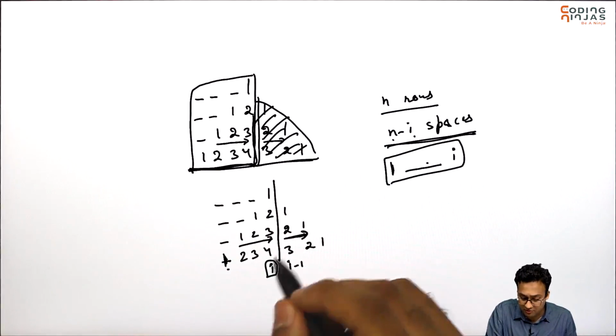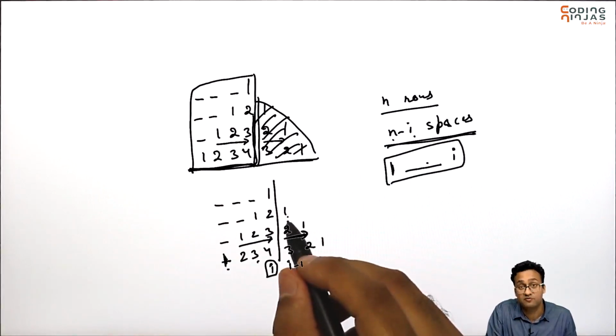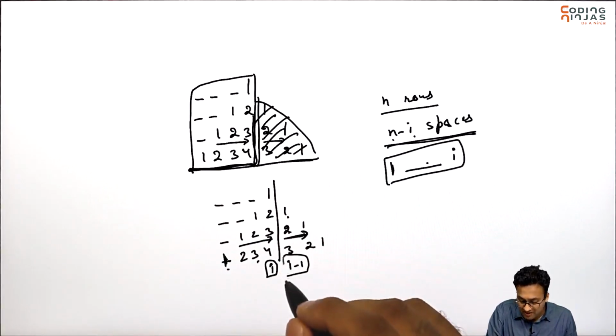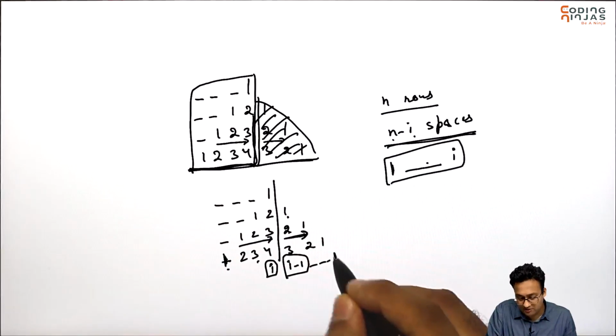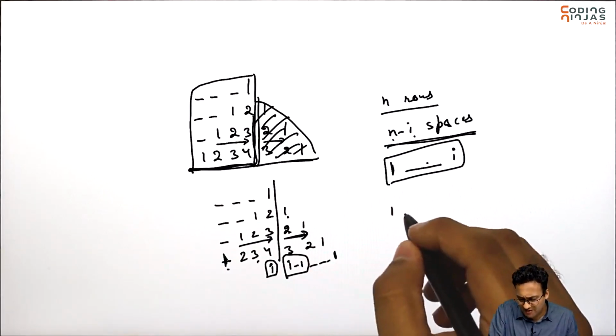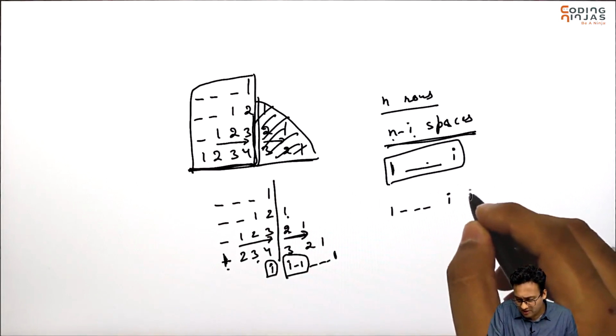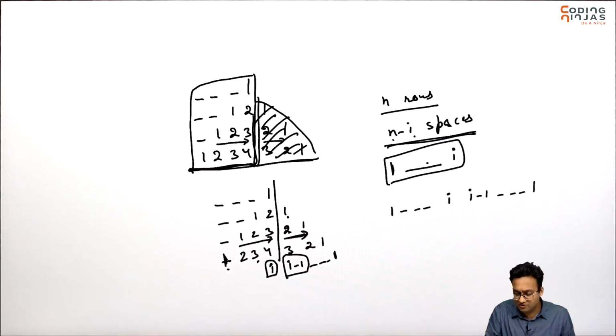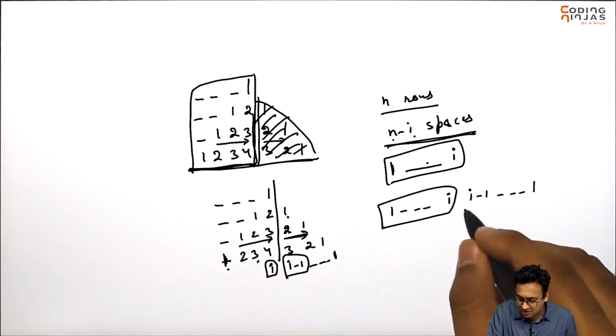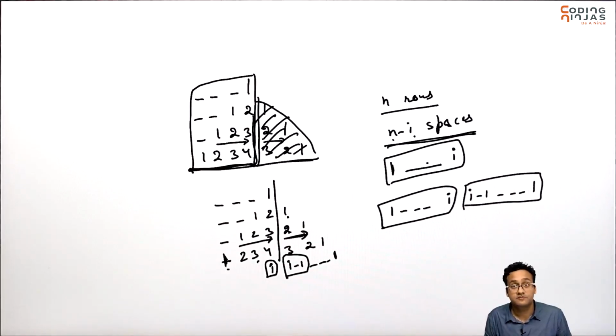The third row is starting from 2, the fourth row is starting from 3, the second row is starting from 1. You start from I minus 1 and you go till 1. That's basically what's happening, right? You go from 1 to I, then you go from I minus 1 to 1. So we have already printed this part. This is the part we need to print.